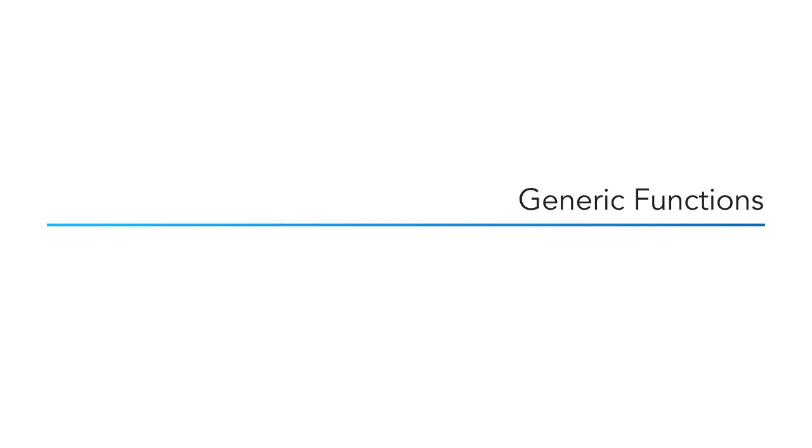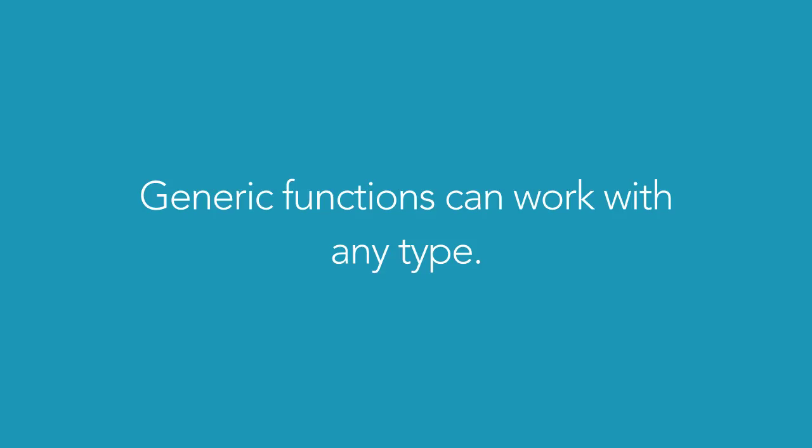Generic functions and methods are another powerful feature of the Swift language. A generic function or method can work with any type. Thus, we can avoid duplications and write cleaner code. Let's start with a programming challenge.